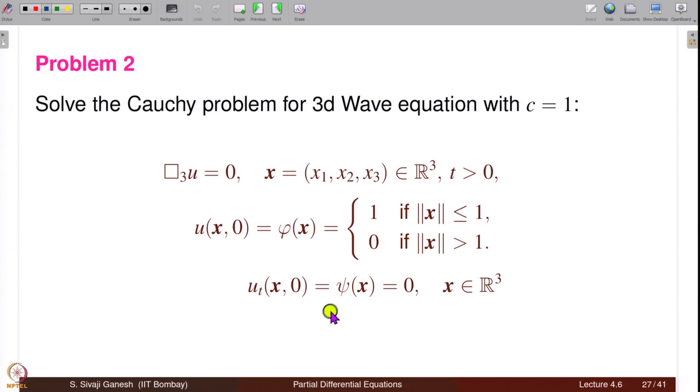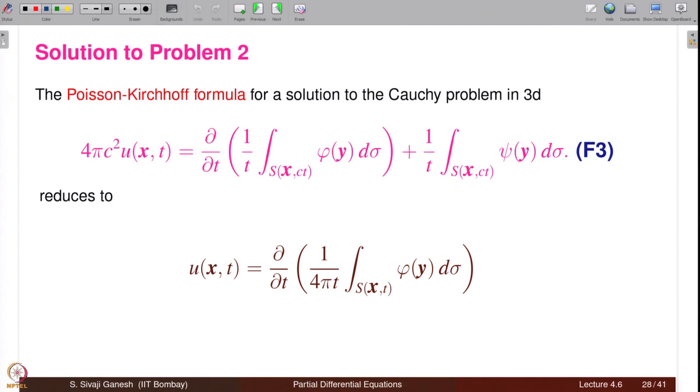Again, as before, do not worry about the smoothness of the Cauchy data, go ahead and compute. And this Poisson-Kirchhoff formula now reduces to this. Earlier it was given by the second term, now it is given by the first term. But if you notice, what is inside this dou by dou t, this integral term is precisely the same as before. In fact, the function phi now is the same as the psi in problem 1. So, we know what this is. Therefore, it is a matter of just finding the derivative and getting the solution to this Cauchy problem.